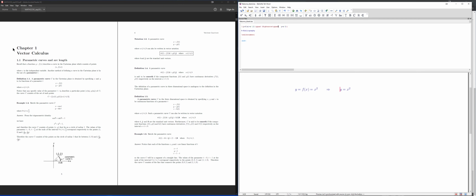Alright, okay, so our first topic in vector calculus is parametric curves. Before we get into the definition of a parametric curve, let's just review a curve that we get from the graph of a function. This is very standard material that you would have seen back in, say, Form 4 and Form 5.